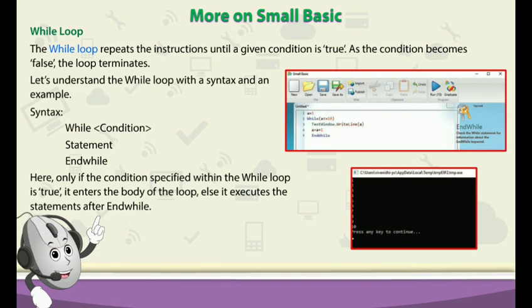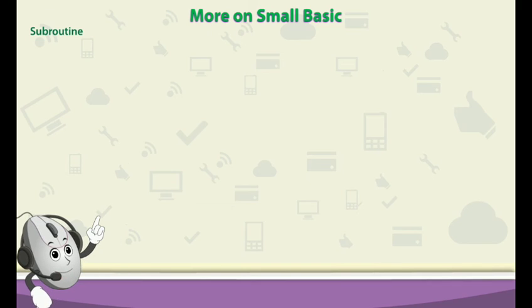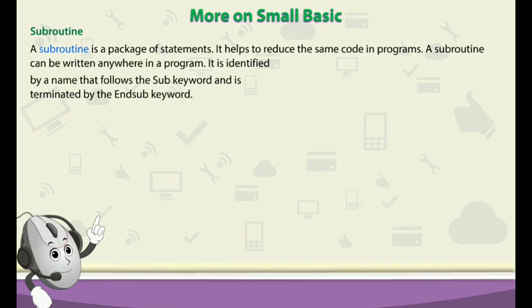Here we have an example: a equal to 1, while a is less than or equal to 10, and then we are printing a, and we increase the value, a equal to a plus 1, and then we end the loop. So what will happen? a becomes 1, then 2, and it continues until a becomes 10. When a becomes 11, the loop will terminate.